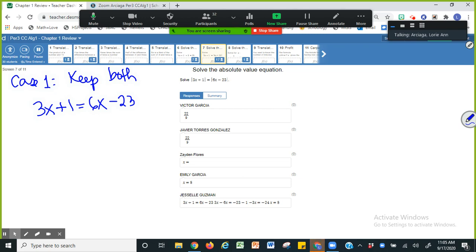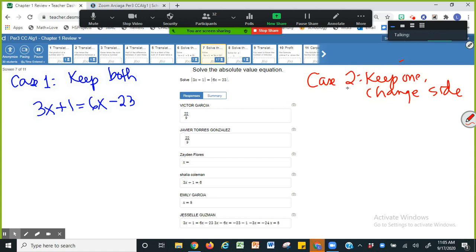And then case 2, keep one, change one. So keep one side, change one side. All right. So we can keep the left. Then we change the right to its opposite. So the 6x becomes negative, and the negative 23 becomes positive. Okay. I'll give you some time to kind of work on that.